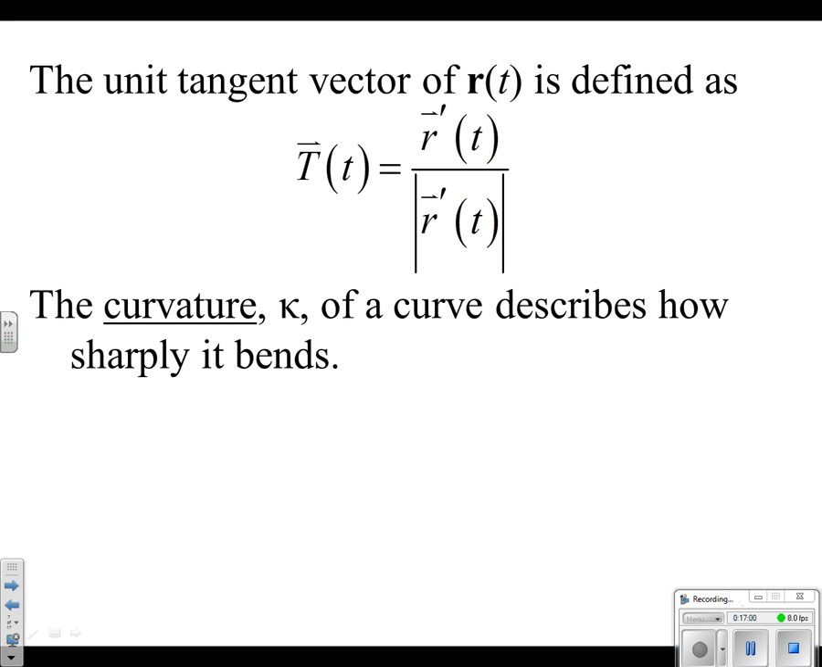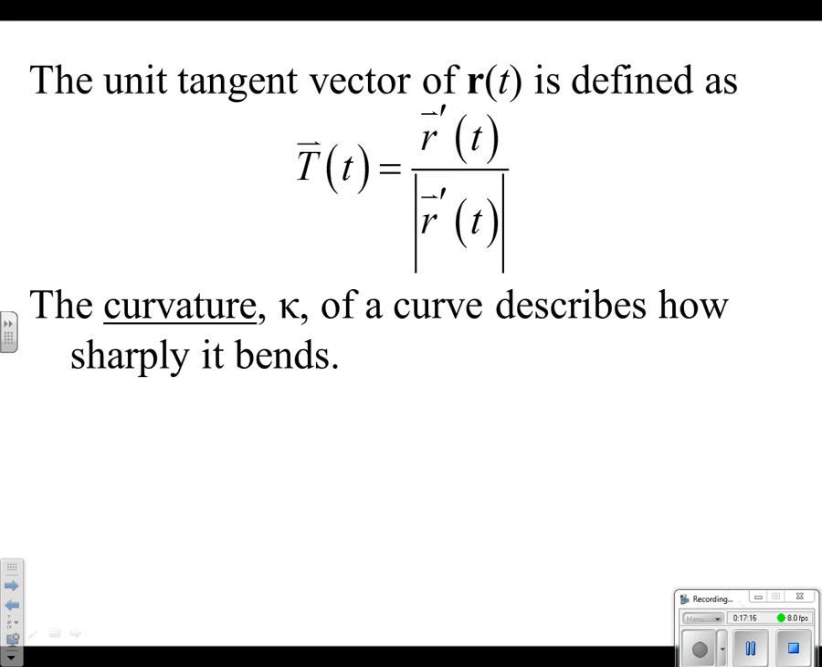One of the things we're going to talk about, so t is going to come back in a minute here. One of the things we want to talk about with regards to the shape of a curve is the curvature. The curvature k of a curve describes how sharply it breaks.